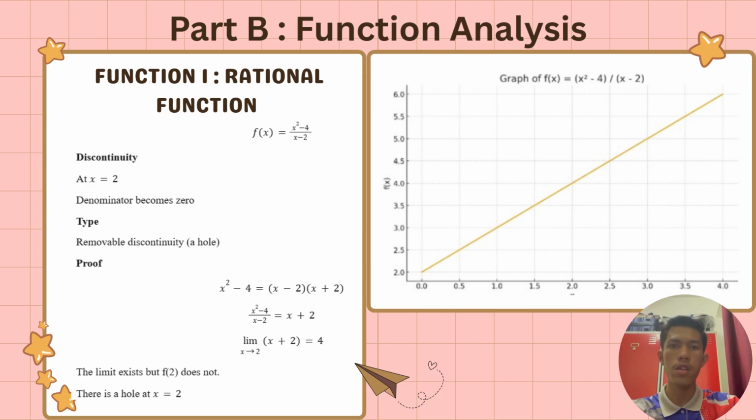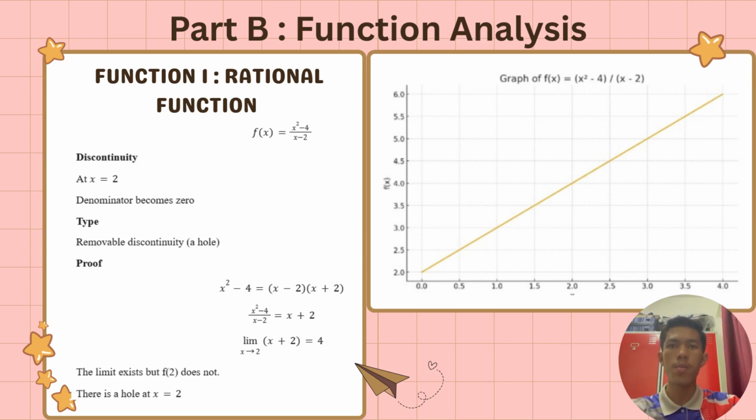Discontinuity occurs when the denominator becomes 0. In this case, that happens at x equals 2. If we were to plug in x equals 2 directly, we would get the indeterminate form 0 divided by 0. Now, the question is, what type of discontinuity is this? Because the term causing the 0 in the denominator can also be found in the numerator, we classify this as a removable discontinuity, what is often called a hole in the graph.